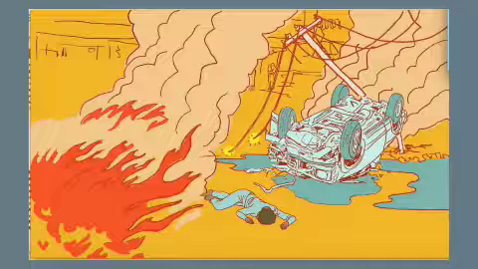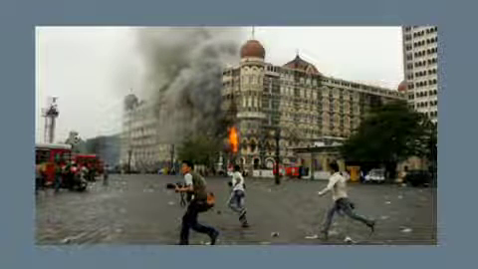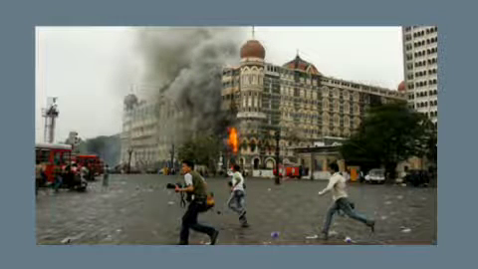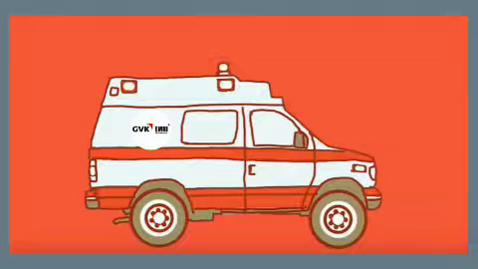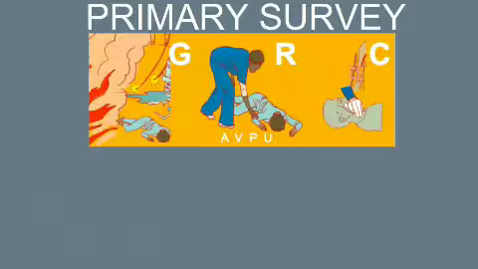Then ensure that the scene is safe and place your personal protective equipment. Never go into a building that is on fire. Turn off gas lines or open flames. Ask for help from local officials, and if multiple patients are injured, call for backup. Now you're ready to approach each patient with the primary survey, GRCABC.